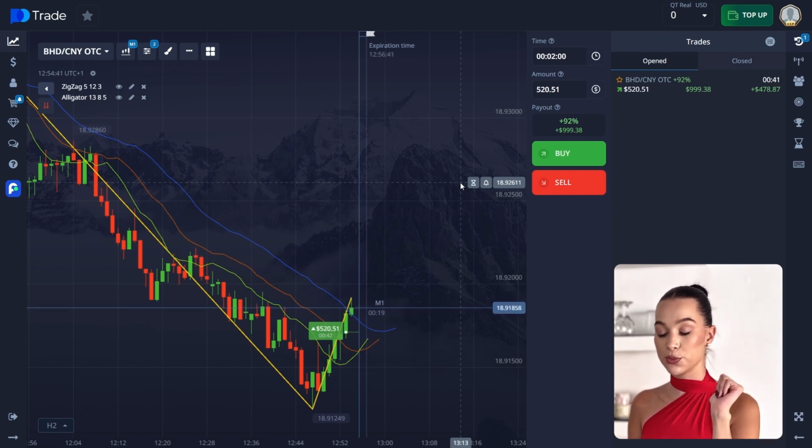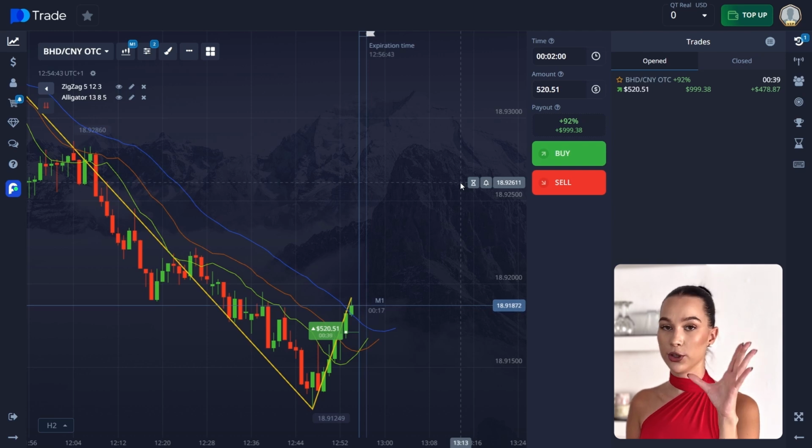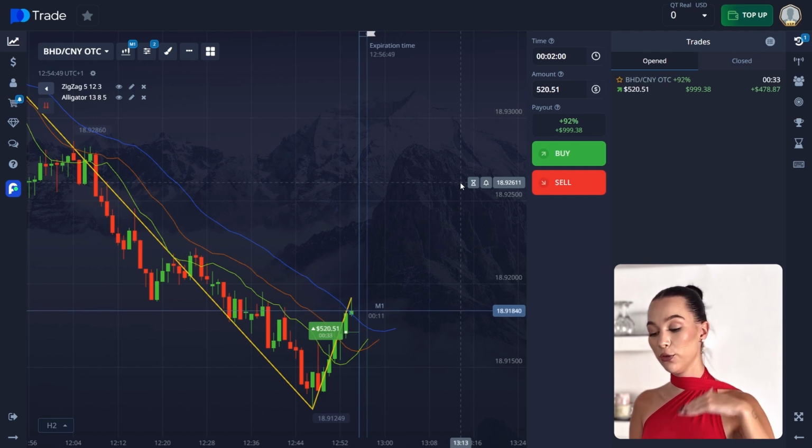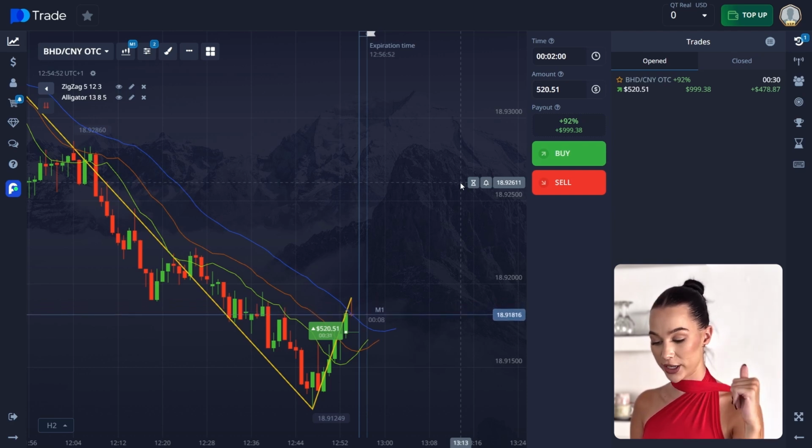The first strategy is breakout trading. Firstly, you need to identify support and resistance levels based on recent zigzag highs and lows. If the price breaks above resistance, you open a buy trade. If the price breaks below the support level, you need to open a sell trade.